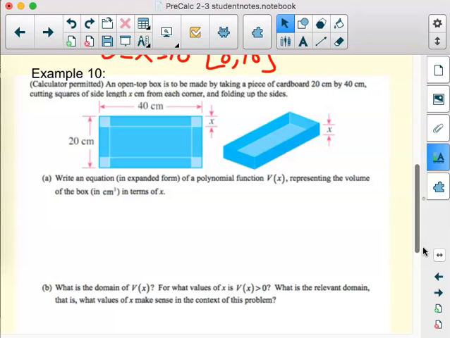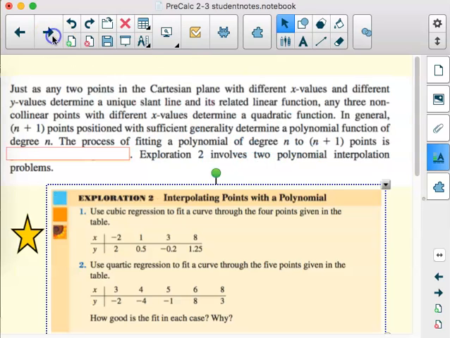I'm going to check the time real quick. Let's come back to this one. Since this is the same type of problem, I want to make sure we have time to get through the regression, and if we finish up with this, that'll be great.